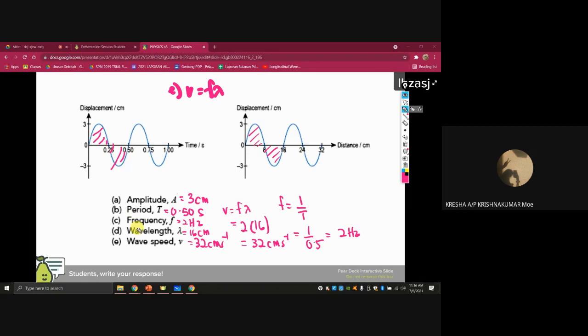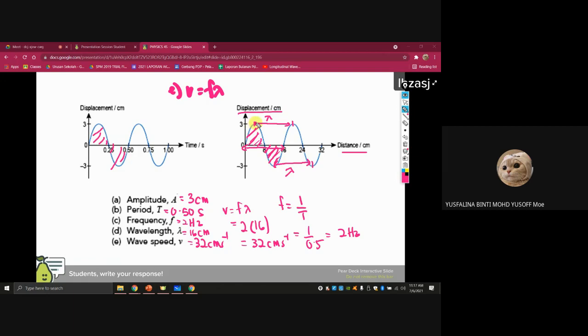Teacher, can you explain wavelength? Okay, wavelength. We have to use the displacement against distance graph, right? If you want to find one wavelength, I already told you it's two semicircles, which means it's from here to here. You can form two semicircles here, or you can take from crest to crest. This is also called the wavelength, or you can take from trough to trough.